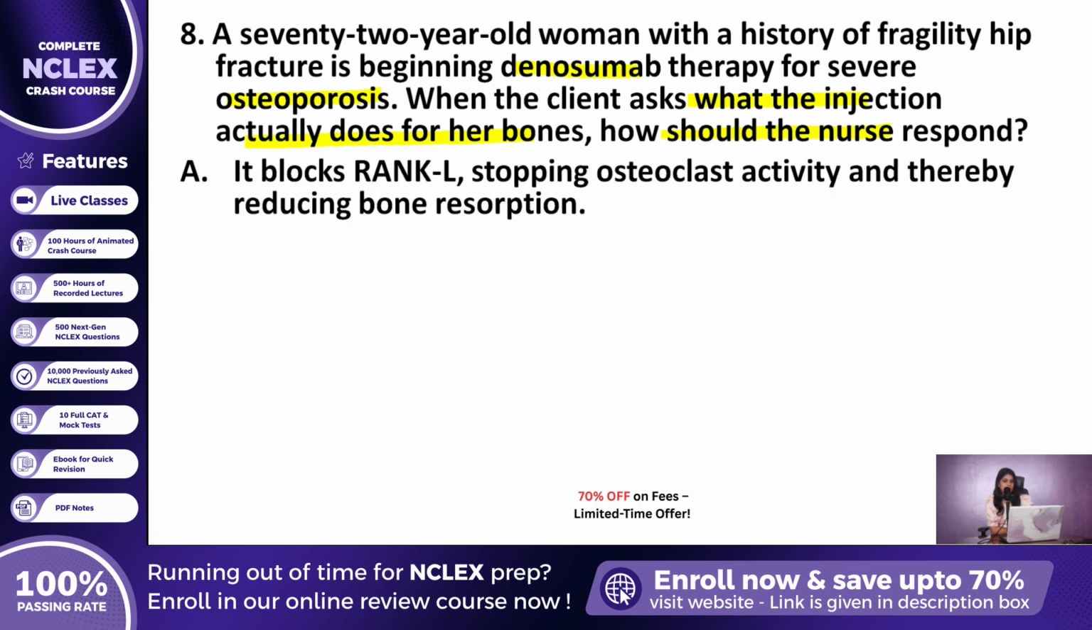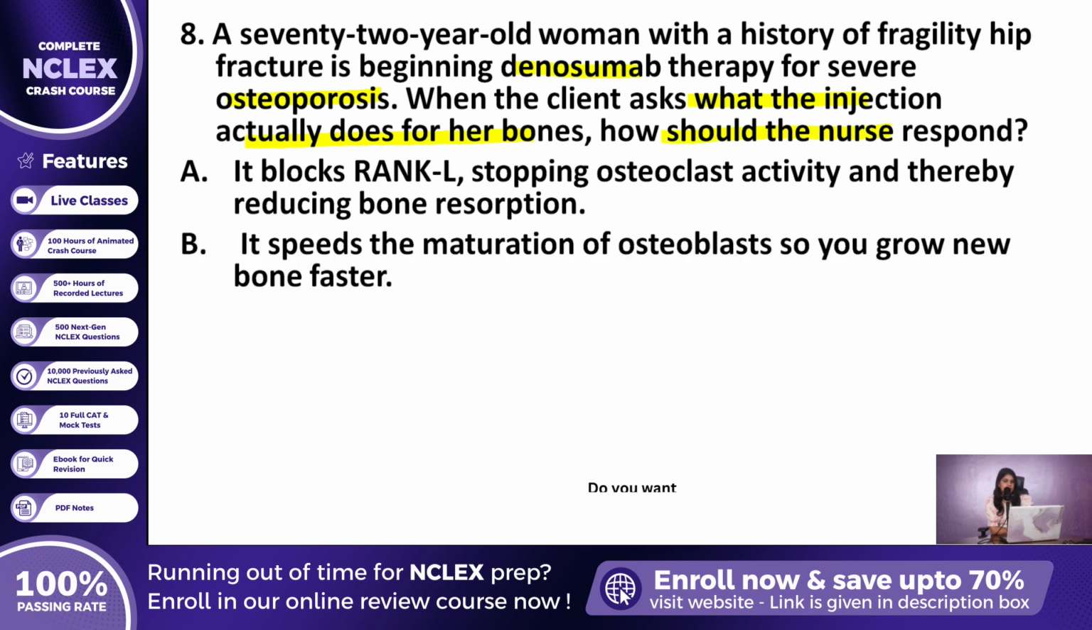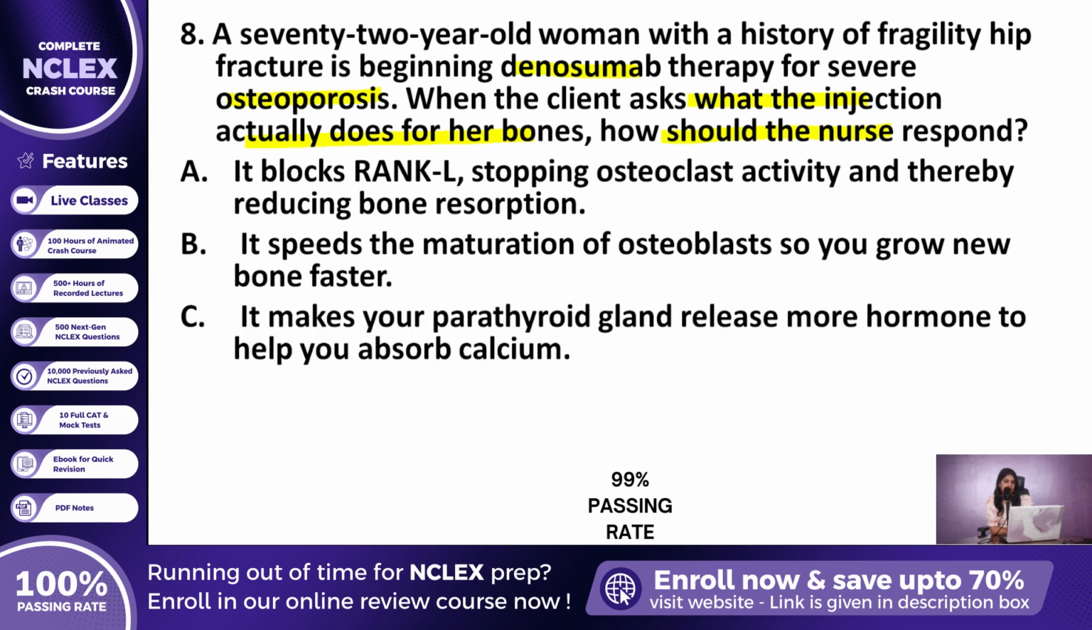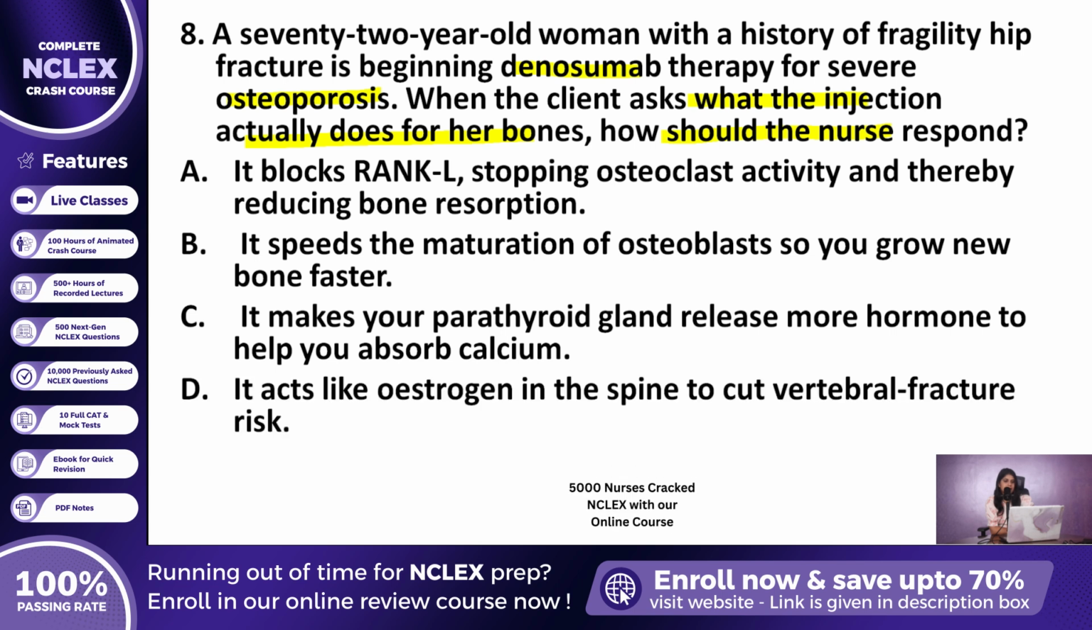Option A. It blocks RANK L, stopping osteoclast activity and thereby reducing bone resorption. Option B. It speeds the maturation of osteoblasts so you grow new bone faster. Option C. It makes your parathyroid gland release more hormone to help you absorb calcium. Option D. It acts like estrogen in the spine to cut vertebral fracture risk. Take a moment to connect mechanism with outcome, because the statement that correctly describes denosumab's action is option A.